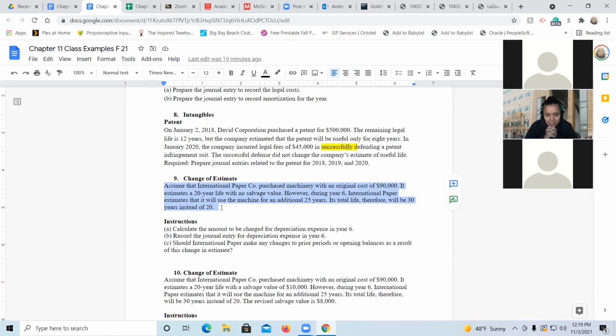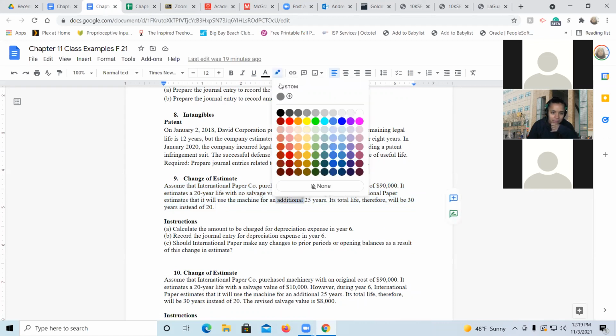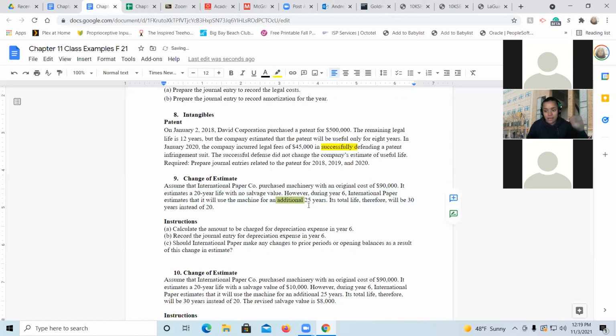International Paper estimates that it will use the machine for an additional 25 years. So the total life is going to be 30 years, because remember, 5 years of depreciation is already taken. And this is a very key word, additional. You have to read so carefully, because you could just say 25 years and say, oh, the useful life is now going to be 25 years. No, it's 30 years, the additional 25 years plus the 5 years that have already been taken instead of 20.